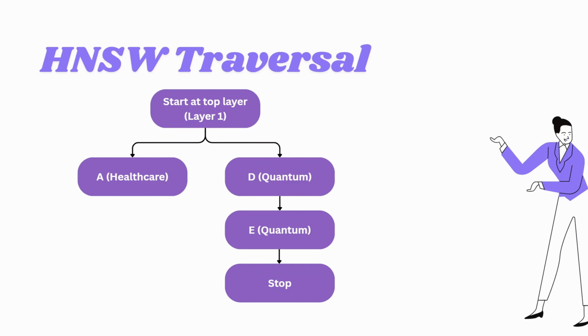We begin at layer 1, where the query vector is compared to key entry points, in this case, node A and D. Since the query is related to quantum, the system identifies D as more similar and moves down to the quantum cluster. At layer 0, the graph continues traversal, now comparing with node E, which is directly connected to D. Finally, the system returns the topmost similar vectors, in this example, D and E.